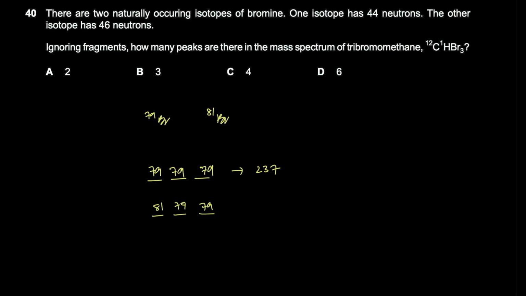Doesn't matter where the 81s are, because in this case, we're not really concerned with abundance. We only care about the possible masses. That would have a mass of 239. We're only looking at the masses of the bromines, because the mass of carbon and hydrogen are fixed. We could have two 81s, so 81, 81, and 79, in which case that would be 241, or they could all be 81s, in which case the three bromines would have a mass of 243. So we have basically four different possible masses, depending on the number of bromine 79s and 81s we have. So the answer is C.